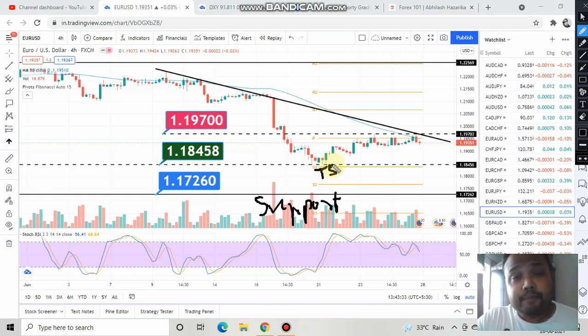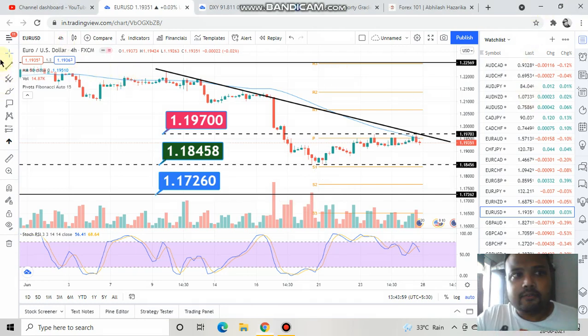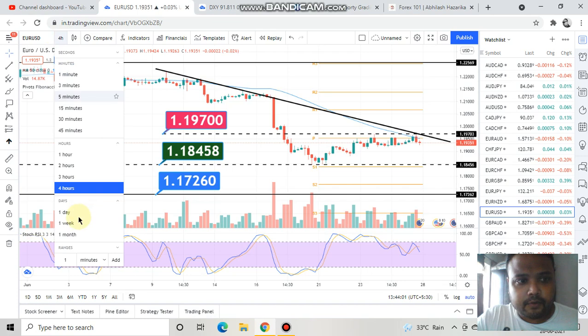But apart from this temporary support, we have got this support from the weekly chart. And this support is important because we all know that the weekly chart belongs to the big boys, the big players. Therefore, we have got two support levels in the chart right now: 1.1726 from the weekly chart and 1.1845 as the temporary support from this chart only. I can clearly show you in the weekly chart for a better understanding.